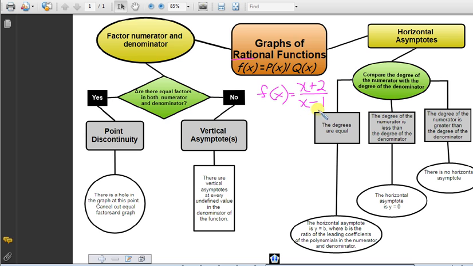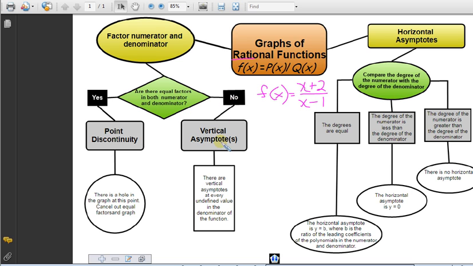So if we were looking at this example right here, we'd ask ourselves the question, are there equal factors? And the answer to that is no. Keep in mind, equal factors don't mean equal terms. These are equal terms. They're not equal factors. So keep in mind, you can only cancel out groupings that are the same. And that's just simply not the case here. So the answer to this would be no.